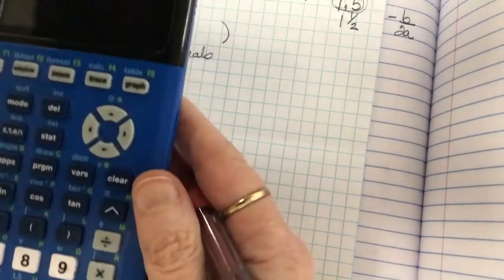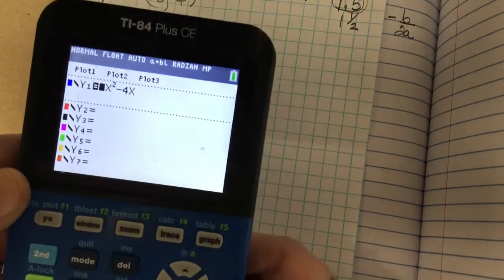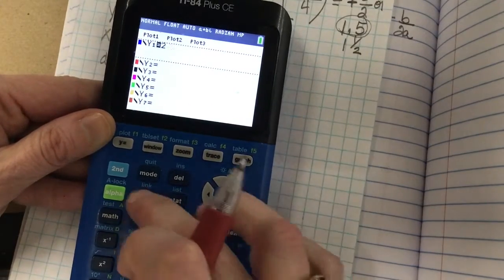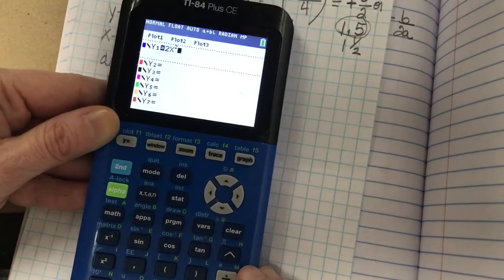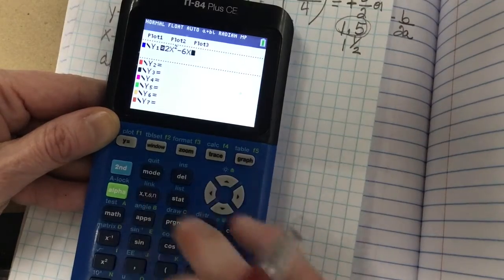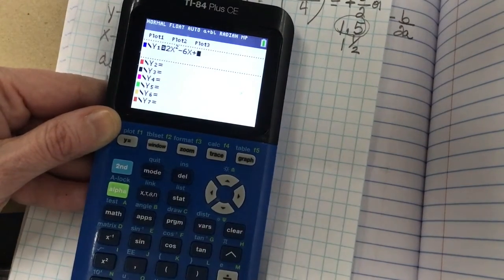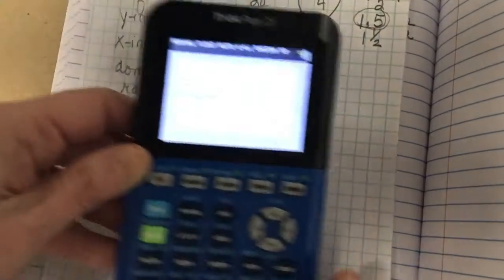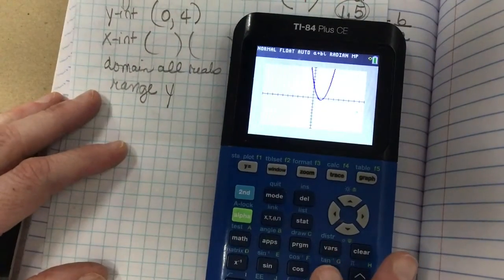Okay, graph it. Okay, clear 2x squared minus 6x plus 4. This is just not a lesson, even though I'm kind of rushing, that we need to do in 2 days. That's the reason I want to just go ahead and get this one out of the way.